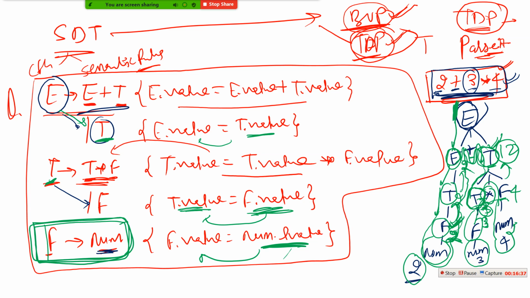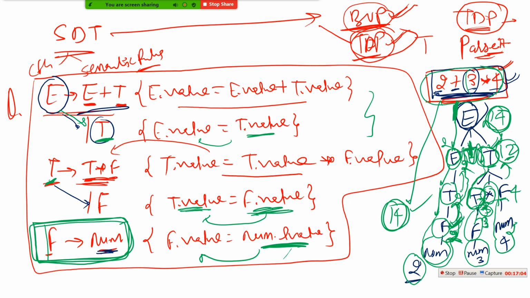Now this e has 2 as value, and this t has 12. In between them I have the addition operator. So 2 plus 12 is 14, and 14 will be passed to this e. So using these semantic rules, the result of this statement will be generated as 14. You can also calculate 3 into 4, 12, plus 2, 14.